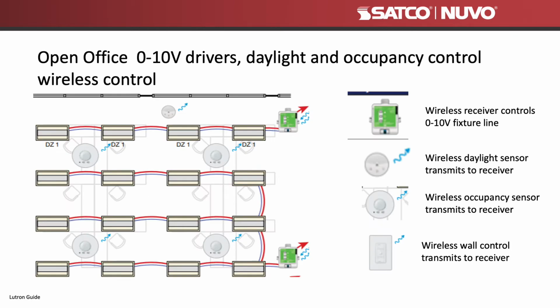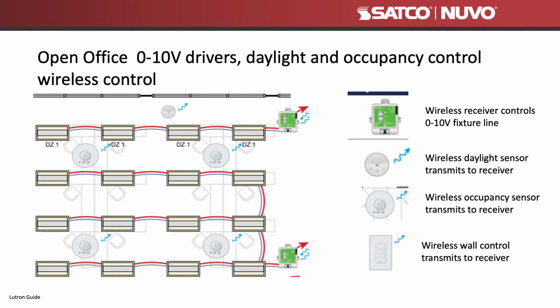So here's an example of an open office with wireless controls. Now, the fixtures need wires because they do need to have power, but the sensing of what's going on in the room and the transmitting of that to the fixture is wireless. In this case, we have a driver that has a 0 to 10 control, which means you can dim the fixture based upon the settings that you prescribe.